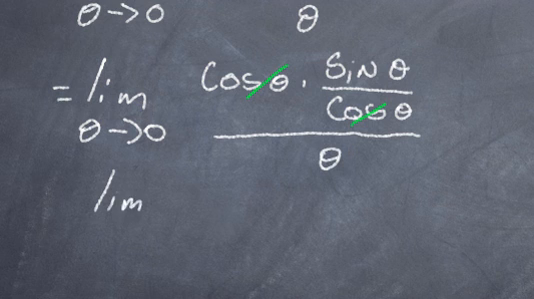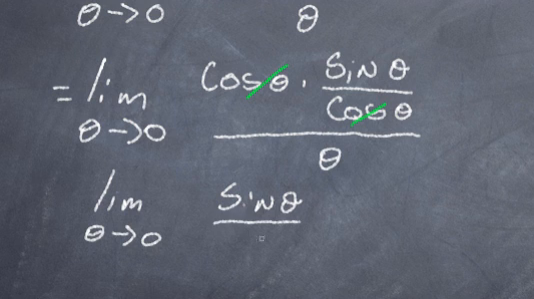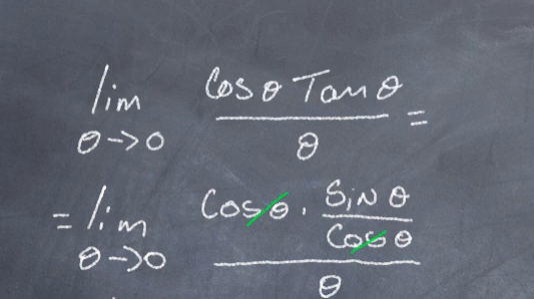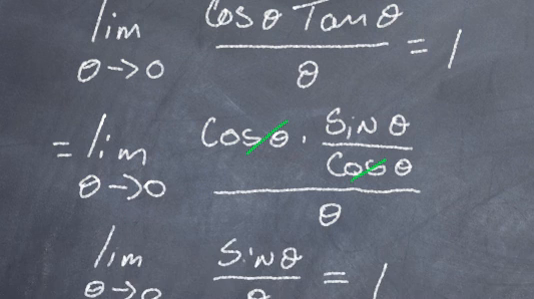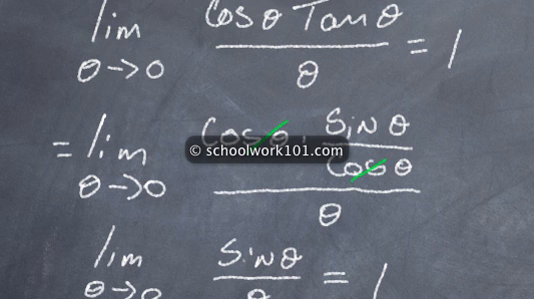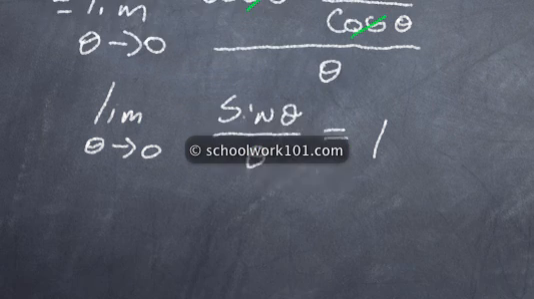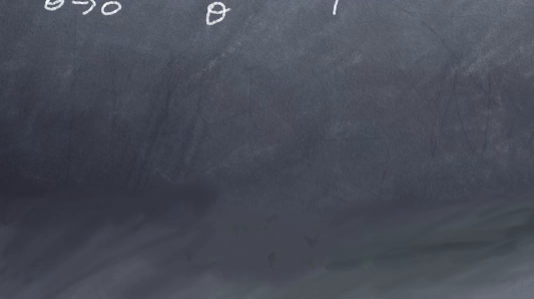So now we're left with the limit as theta goes to 0 of sine theta over theta. Now this is one of those ones that you just have to remember. We defined that the limit as theta approaches 0 of sine theta over theta is equal to 1. Therefore our original limit here is equal to 1. And that's not too bad. Let's work out another one here, since that didn't take very long.